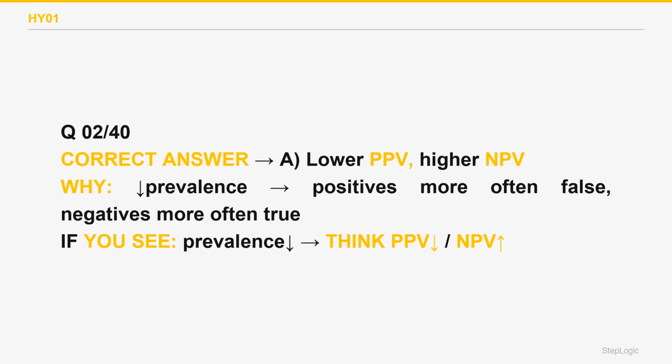The opposite pairing, higher PPV with lower NPV, is what happens when prevalence rises, not falls. Choice B wrong. Calling predictive values intrinsic to the test confuses them with sensitivity and specificity, which are the prevalence-independent properties. PPV and NPV always shift with prevalence. Choice E wrong. So lower prevalence gives a lower PPV and a higher NPV.